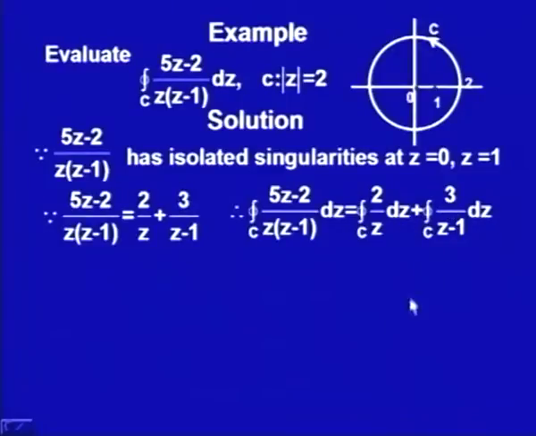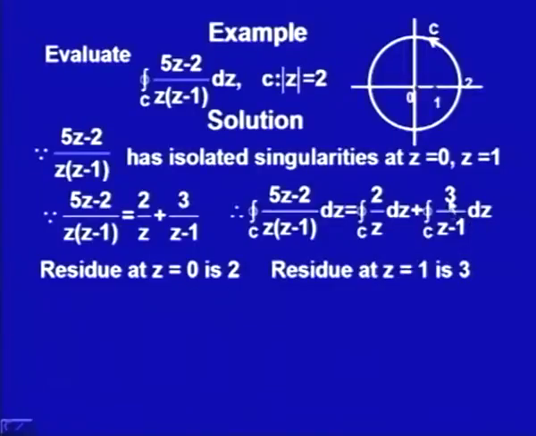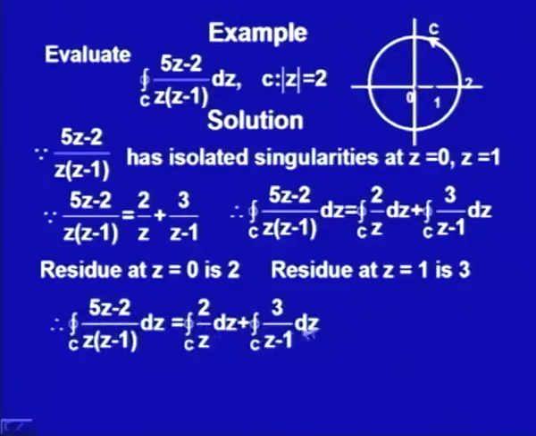Now, the residue is very easy to find. The residue at z equal to 0 for the function 2 by z is 2, and for the function 3 upon z minus 1, the residue at z equal to 1 is 3. Hence, this integral would be 2 pi i into 2, that is 4 pi i. This integral would be 2 pi i into 3, that is 6 pi i, again 10 pi i in total.